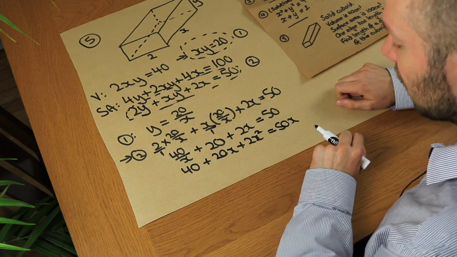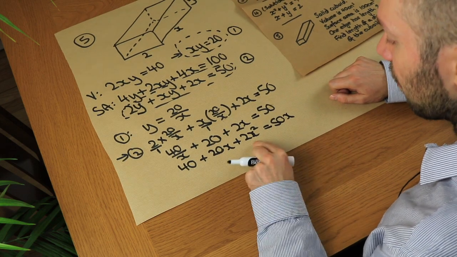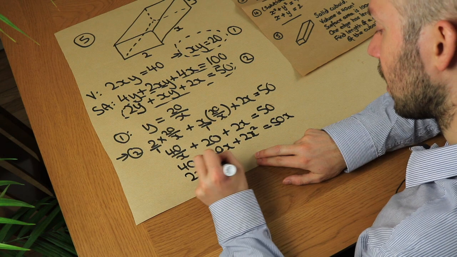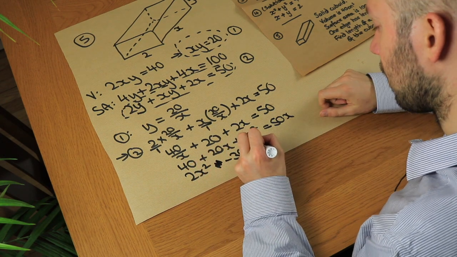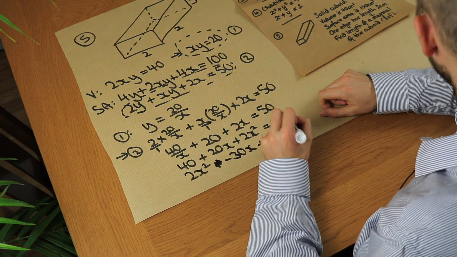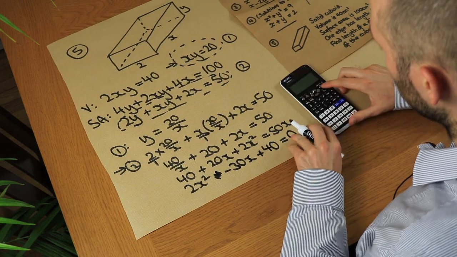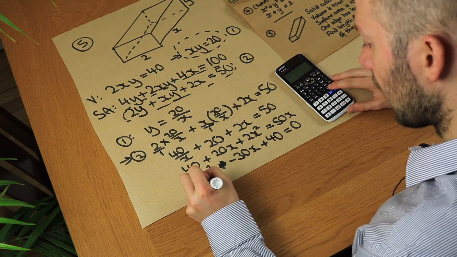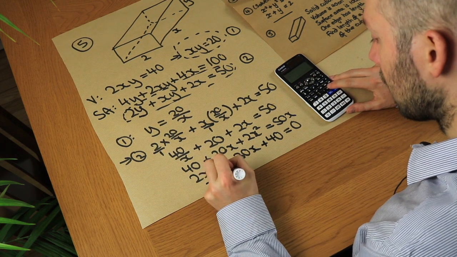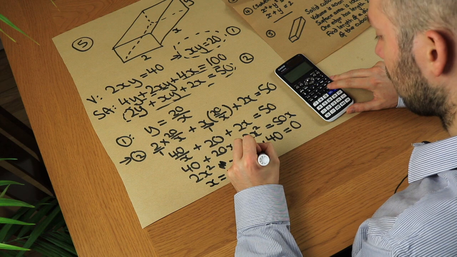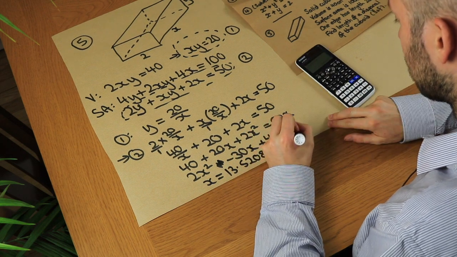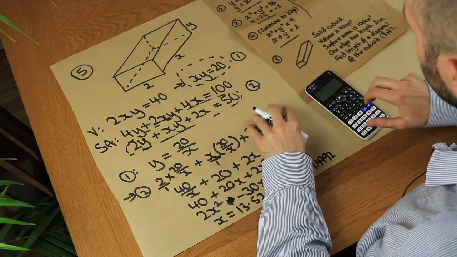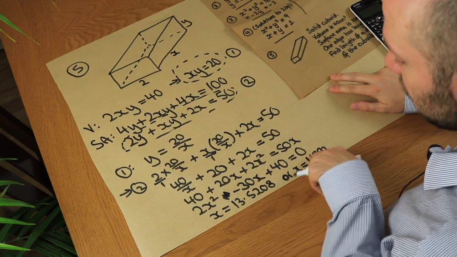Now, this looks like a quadratic equation now. So let's just get everything on one side. We're going to subtract the 50x to get 2x squared minus 30x plus 40 is equal to 0. Now, I'm going to cheat at this point and just use the quadratic solver on my calculator. So if I do that, I get x is equal to 13.5208, or x is equal to 1.4792. Now, believe it or not, we're going to get the same answer if we use either of these.